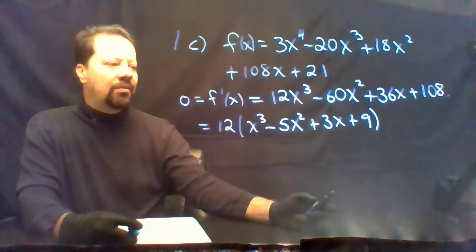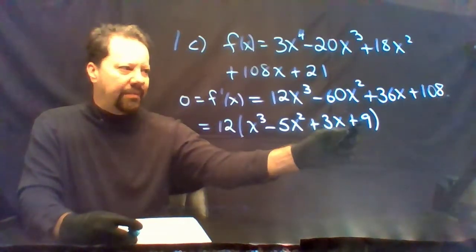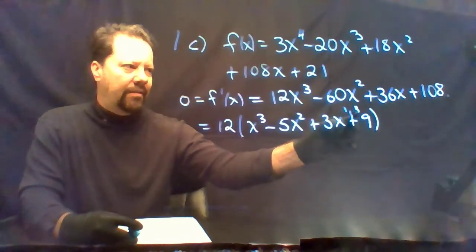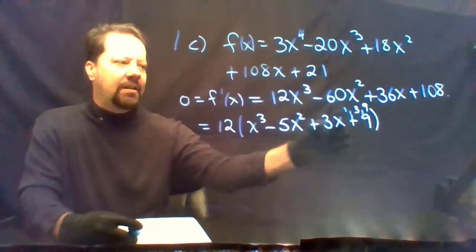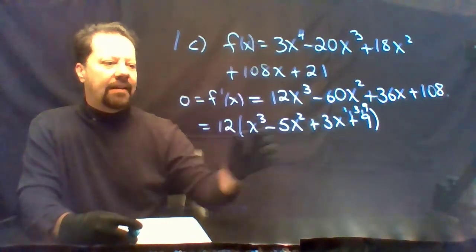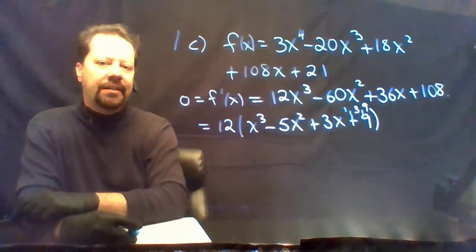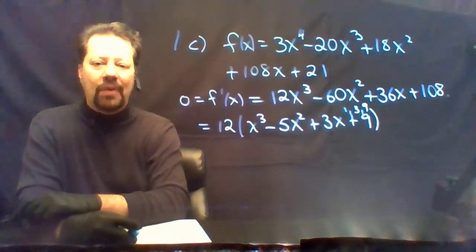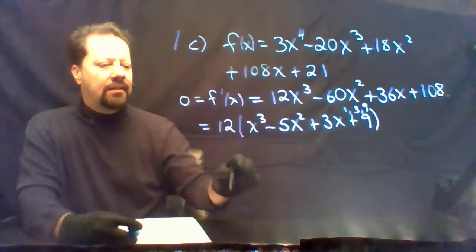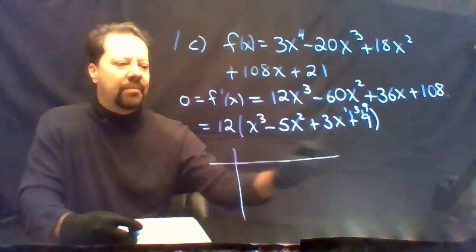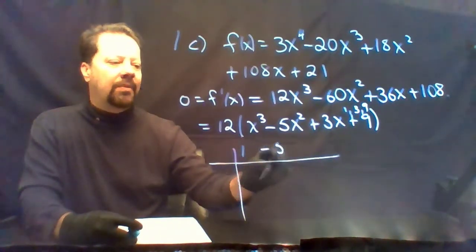Using the rational root theorem, the possible factors of 9 are 1, 3, and 9. So we'll take plus or minus these factors divided by the leading coefficient to get the possible rational roots. Using synthetic division, we can determine what those roots are pretty quickly.